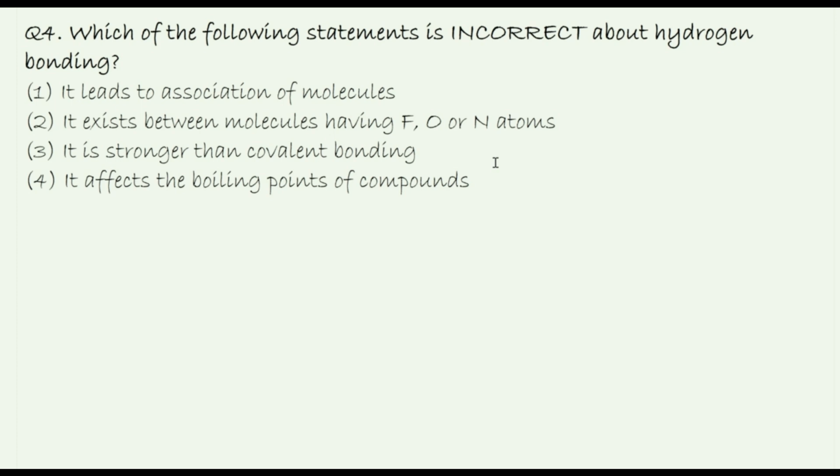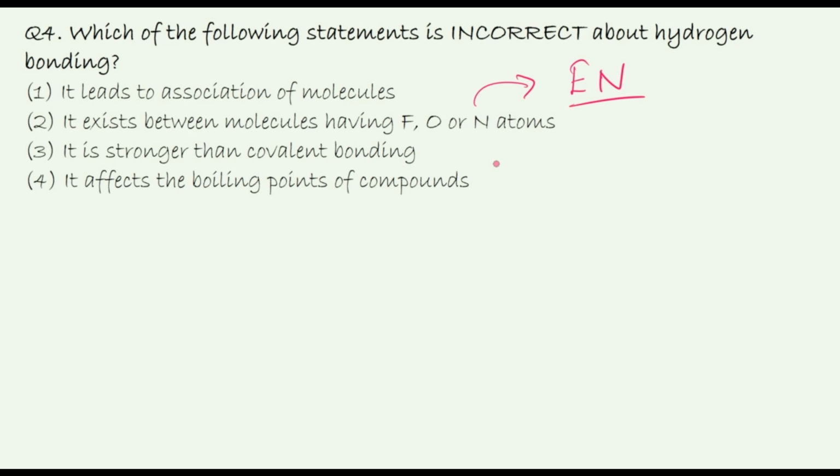And what about the second option? It exists between molecules having fluorine, oxygen, nitrogen. Why? These are more electronegative than the hydrogen, which makes the bond more polar and the bond formation will be more for hydrogen bonding. So that is also true.